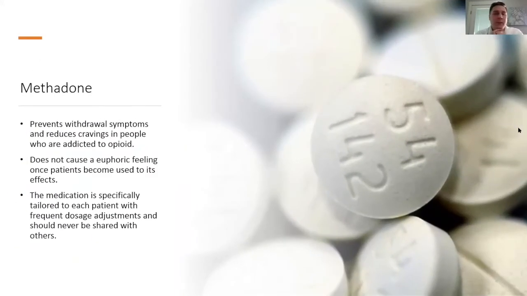First off, we'll talk about methadone. The way methadone works is by preventing withdrawal symptoms and reducing cravings in people who are addicted to an opioid. This medication doesn't cause a euphoric feeling once patients become used to its effects. And the medication is specifically tailored to each patient with frequent dosing adjustments.